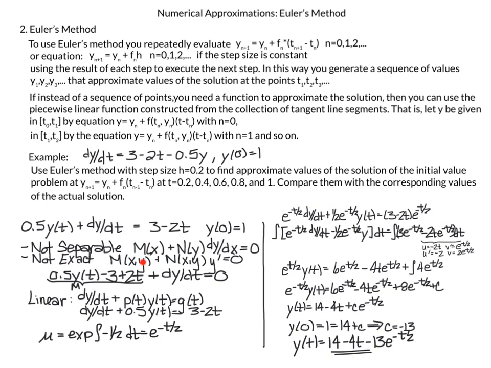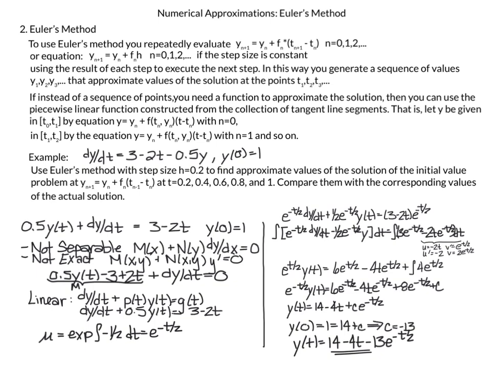And it's not exact because, if you recall, to be exact, the derivative of M with respect to y has to be equal to the derivative of N with respect to t. And here, since N is equal to 1, the derivative is going to be 0. And here, if you take the derivative, you're going to get something other than 0. So we know it's not exact.